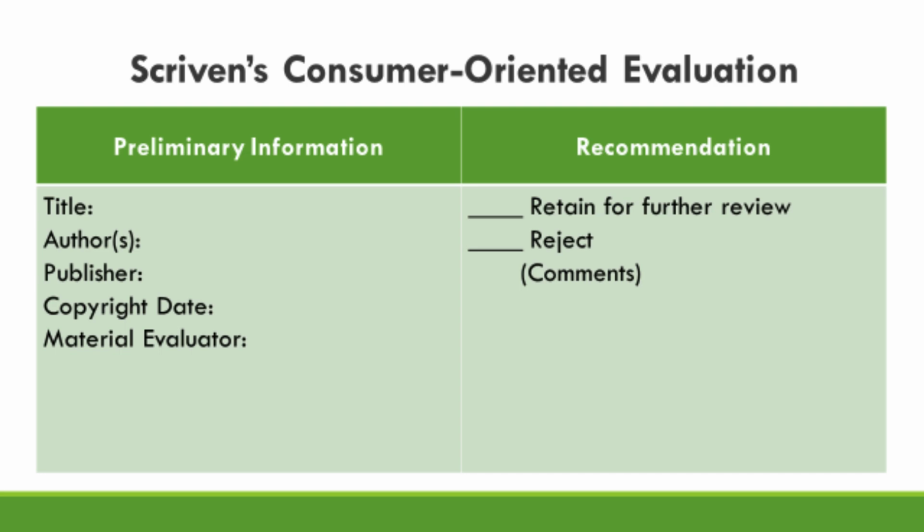3. Recommendation. After evaluation, decide. Retain for further review. Reject. Example comment. This material aligns well with 90% of the curriculum competencies and presents up-to-date content with excellent visuals. However, the teacher's guide lacks classroom management tips. Retain for further review. Scriven's model reminds us that instructional materials should serve students effectively, accurately, engagingly, and accessibly. Our role is to be thoughtful reviewers who advocate for quality in the learning process.